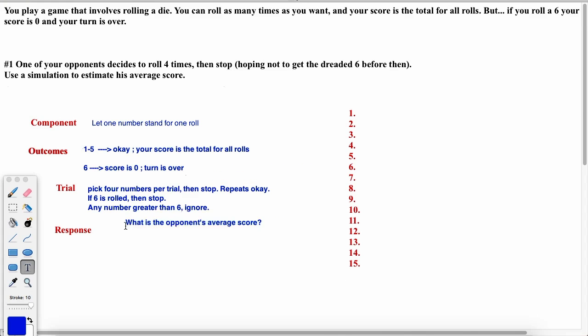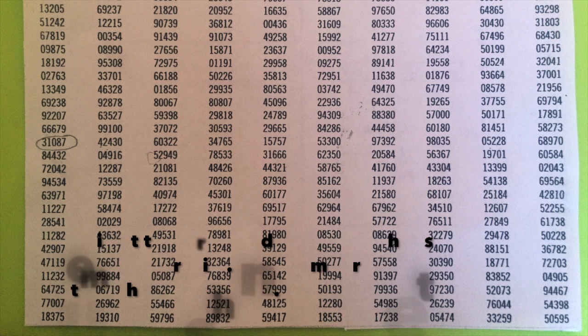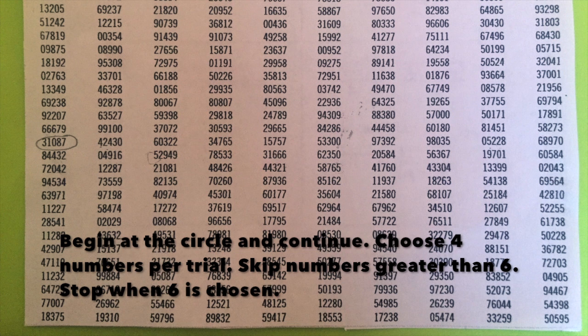The response is the trial's result. I like to fashion it as a question so I can make sure the answer I get later makes sense. I use a calculator to get random numbers, but I'm going to use a table of random digits so we can get a similar answer. Using any line of your choice, I chose line 27, ignore numbers greater than 6 and only use 4 numbers per trial. But you must end the trial when you get a 6.